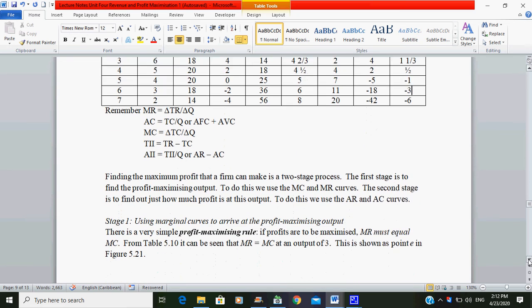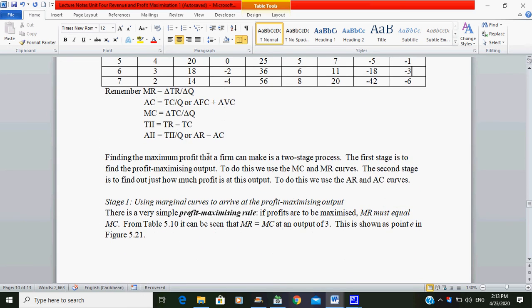Thank you very much. Finding the maximum profit that a firm can make is a two-stage process. The first stage is to find the profit maximizing output. To do this, we use MC and MR curves. The second stage is to find out just how much profit is at this output. To do this, we use the AR and the AC curves.